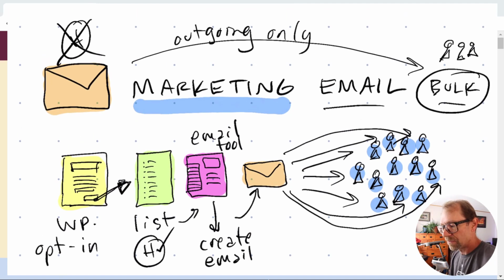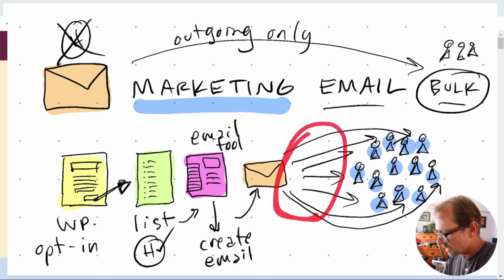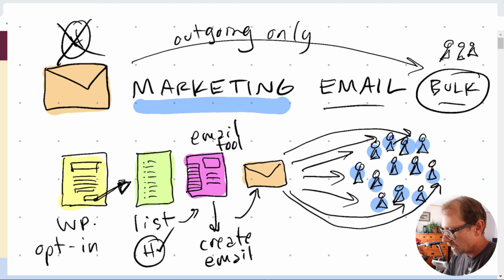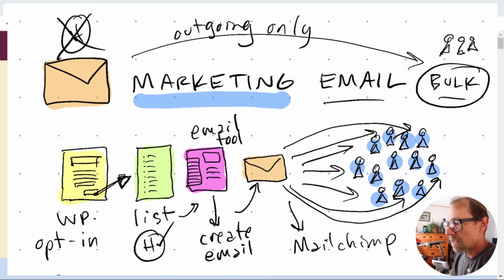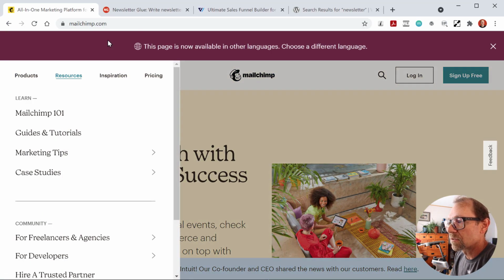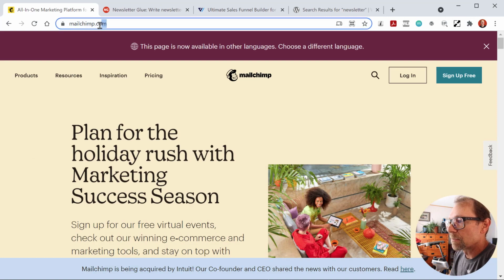Oftentimes, there are different services that we use to avoid having the issue. When you send the email out, this step right here is often where you put in an external service to manage the sending of that email. That might be a service like Mailchimp. If we take a look at the website screen here, Mailchimp is at mailchimp.com.